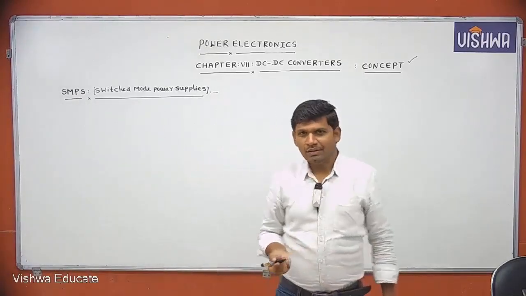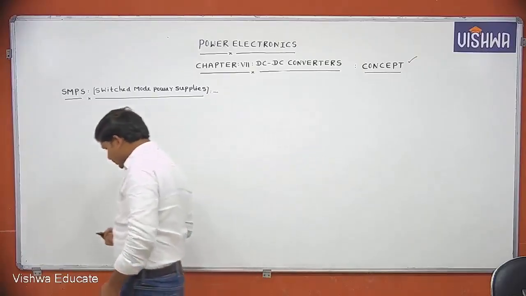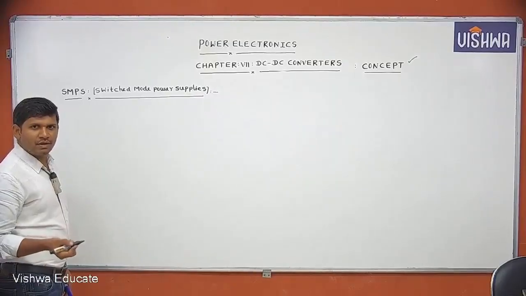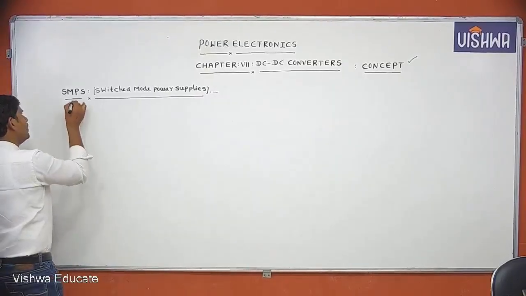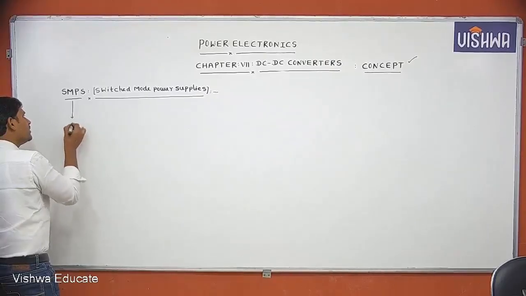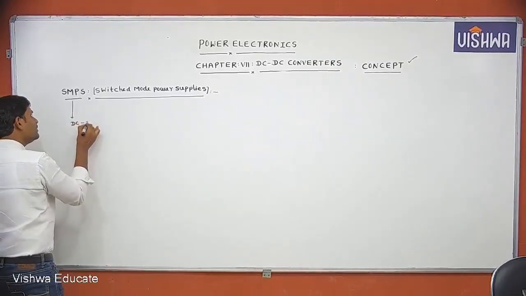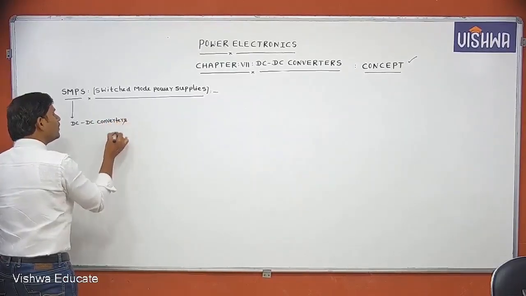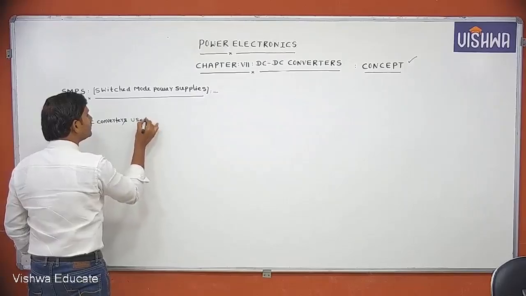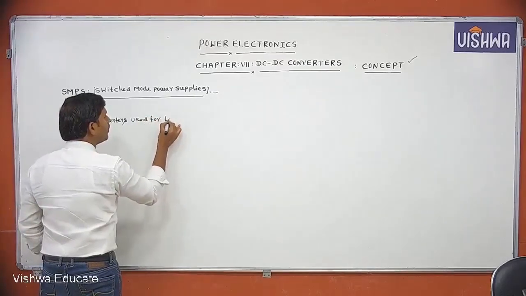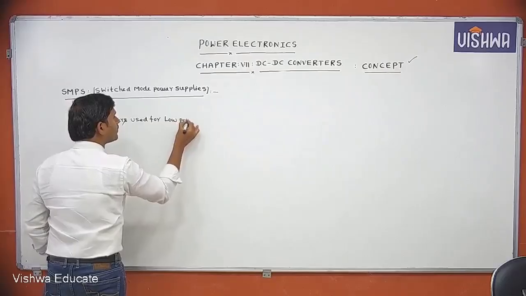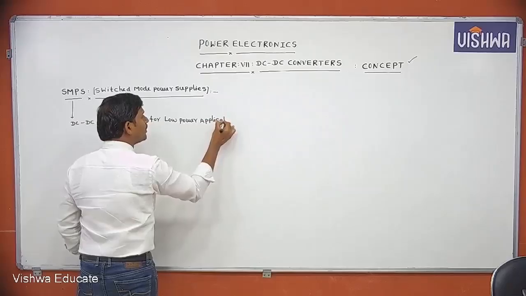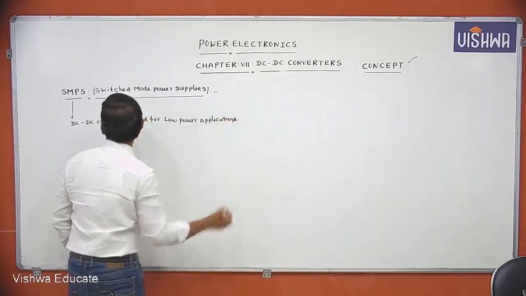I told already, this is also a DC to DC converter. If the DC to DC converters are used for low power application, then it is called SMPS. SMPS is nothing but a DC to DC converter used for low power application. If the DC to DC converters are used for low power application, then it is nothing but a switched mode converter.